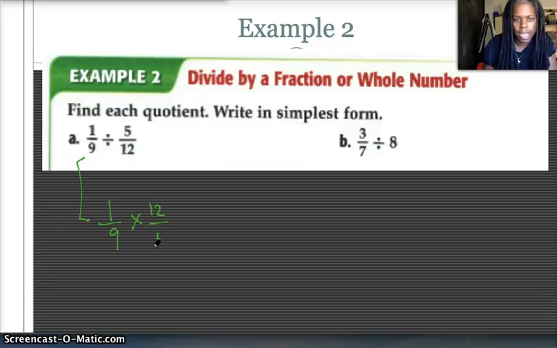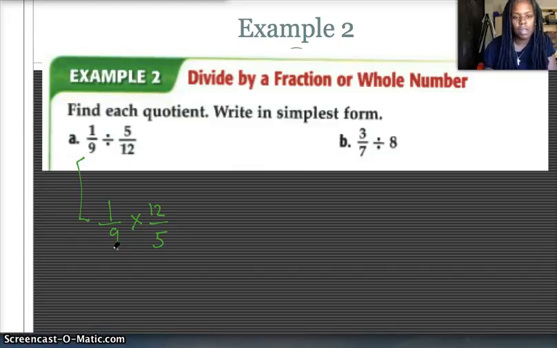You don't change it with the sign. But anyway, I don't want to confuse you. So what we did is we rewrote the problem as a multiplication problem and took the reciprocal of the number that followed the division sign. And so what I'm going to do is multiply. But you know what? I'm into using our shortcut.